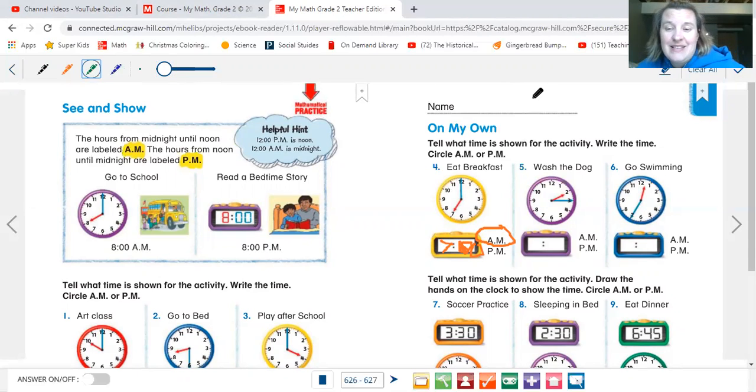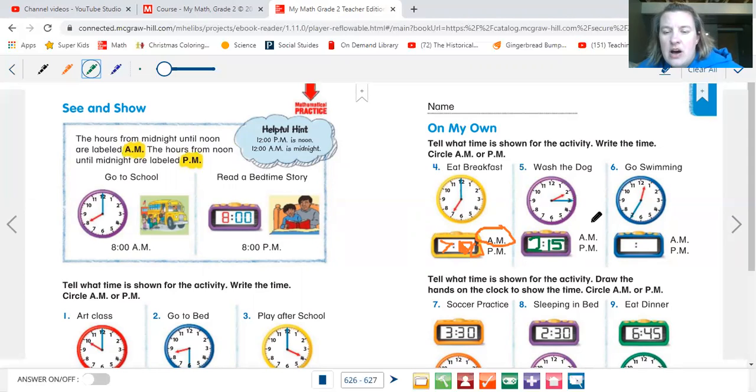So, all right, let's look at the purple clock here. Wash the dog. So let's look at the hour hand. It's a little bit past the 2, but it's not to the 3 yet. So it would be 2. And we're pointing at the 3 for the minute hand. So 5, 10, 15. So 2:15. And I want you to think for a minute.